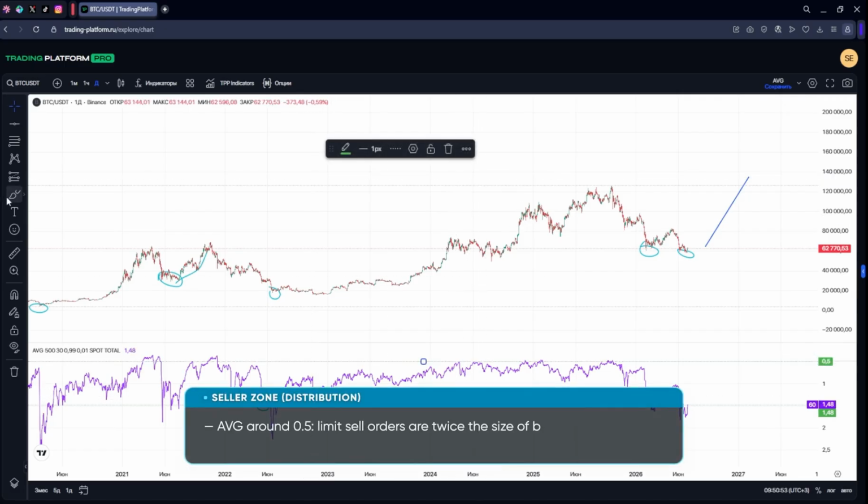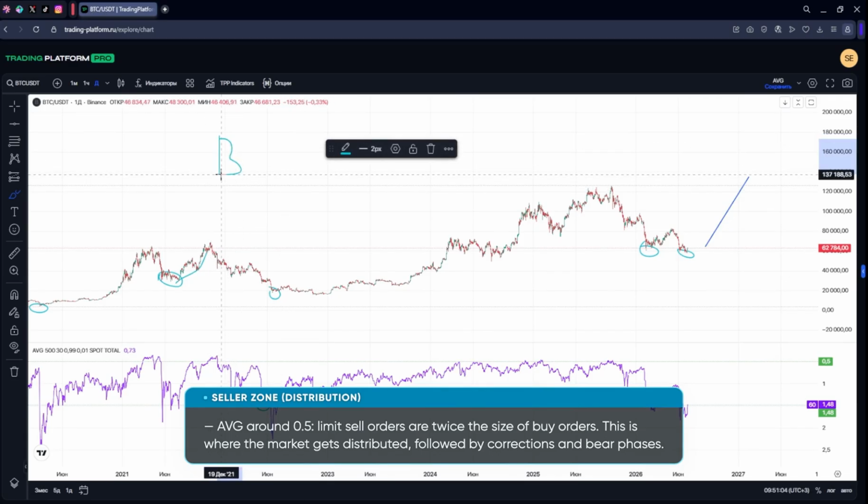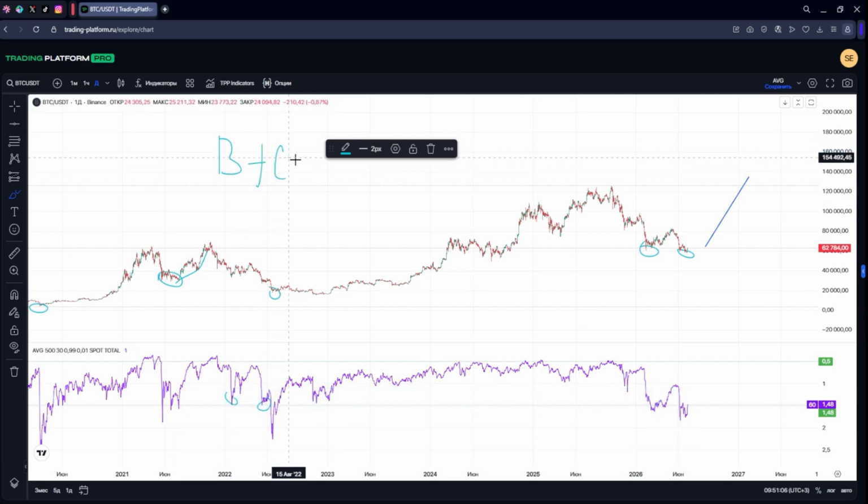Why? AVG 0.5 is the moment when the number of limit sell orders becomes twice as large as the number of limit buy orders. Let me remind you how we calculate AVG. First, in order to calculate AVG, we need to calculate the delta for each coin. So, if Bitcoin has $100 million for buying and $200 million for selling, then 100 divided by 200 equals 0.5. That is, at that moment, there are twice as many limit sell orders. And so, when across all coins at the same time, across all spot pairs at the same time, our AVG becomes 0.5.